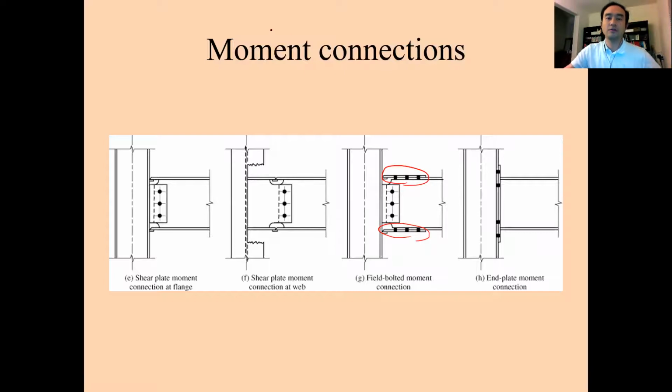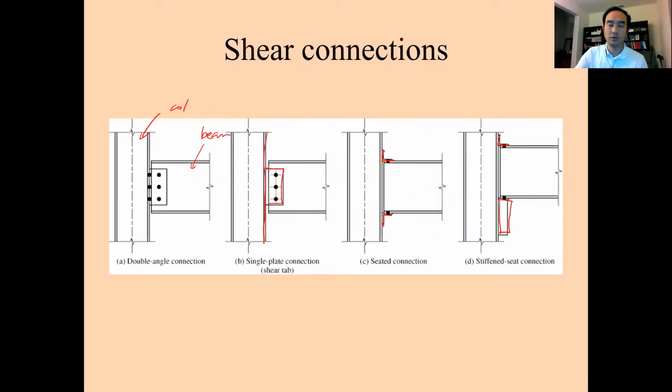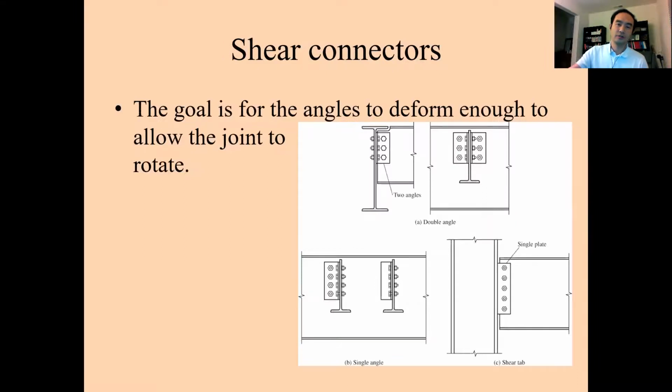So basically, these moment connections will resist against the moment, which means these connections will transfer the moment provided by this beam. So the moment will be transferred through these connections from the beam to the column, while the shear connections, because these connections are too simple, we assume that these connections will allow a rotation at the connections. So this is the kind of definition of the shear connectors.